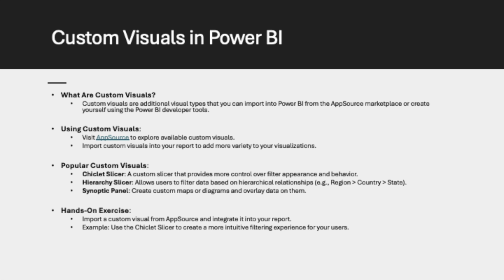Using custom visuals. Visit AppSource to explore available custom visuals. Import custom visuals into your report to add more variety to your visualizations. Some of the popular custom visuals are the Chiclet slicer, a custom slicer that provides more control over filter appearance and behavior; the Hierarchy slicer, which allows users to filter data based on hierarchical relationships, for example region, country, state.